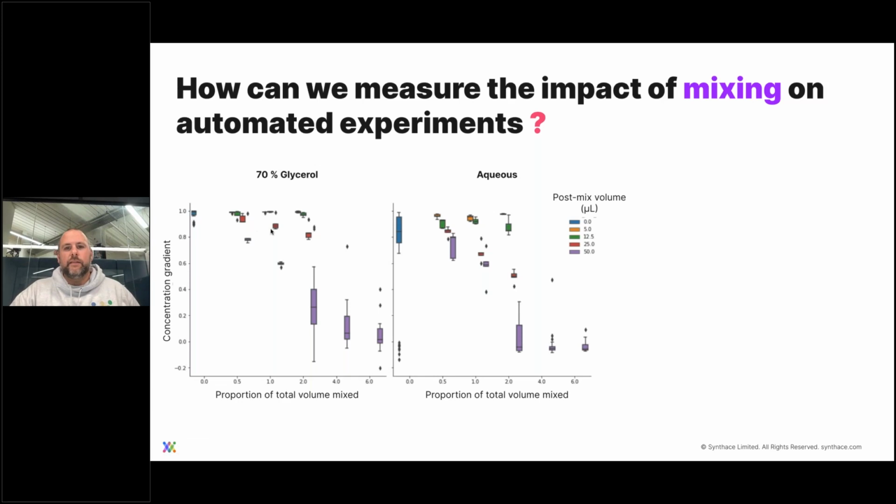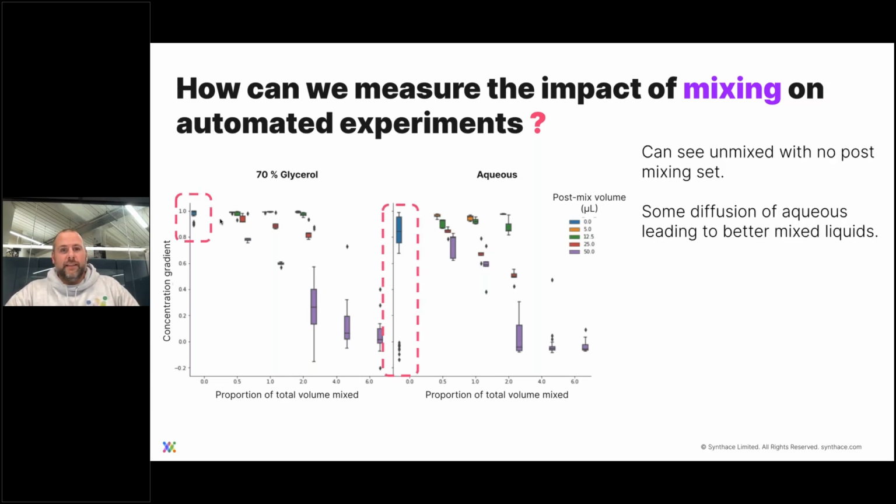On the left side, we see the results for 70% glycerol sample dye, and on the right, a water-like sample dye. The colours represent the set points for the post-mix volumes used in the different mixing strategies. The data is a combination of two runs where we ran something first and then realised we needed to increase the proportion of the total volume mixed above 2 to see better mixing, something that was quite unexpected.